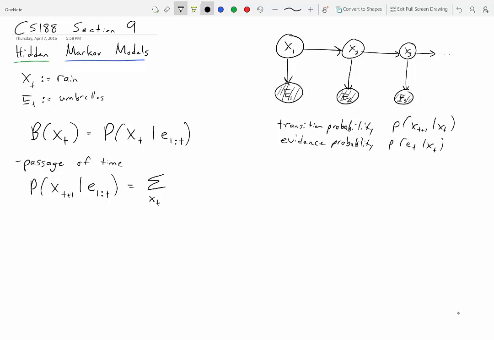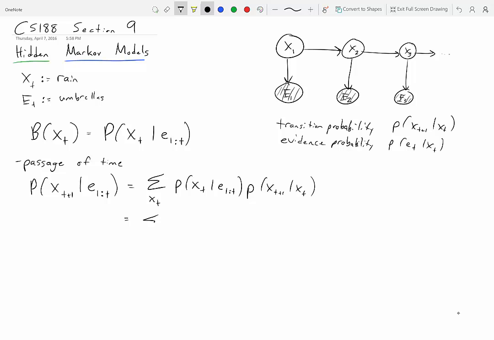So now let's go back to the passage of time. The probability of xt plus 1 given all of my previous evidence is starting from our current belief, probability xt given e1 to t, and we push it through the transition probability, the probability of xt plus 1 given xt. As you can see, this is just marginalizing. This is the same Bayes net operations we've always been doing.